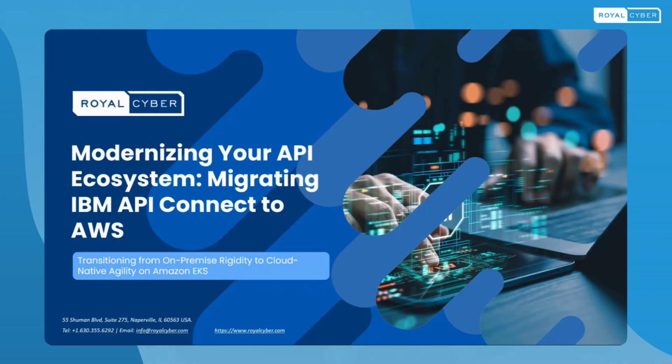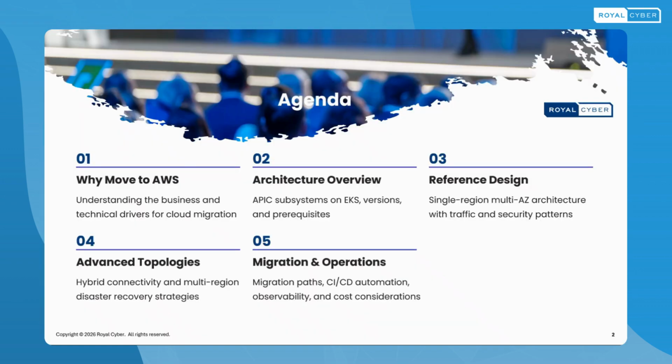So let's discuss the agenda today. What we have for our session: why do we need to move to AWS? Architecture overview, reference design, advanced topologies when we talk about the hybrid and multi-region topologies, migration and operational considerations. The goal here is to connect technical modernization with business value.